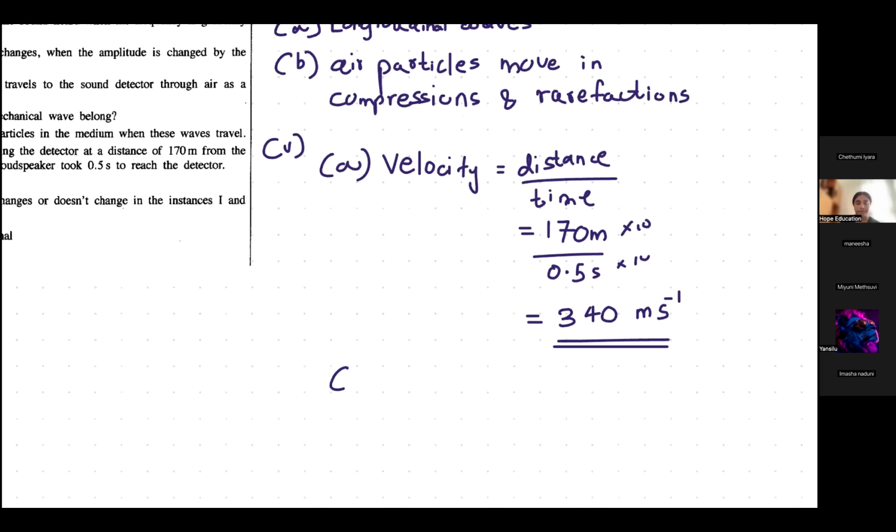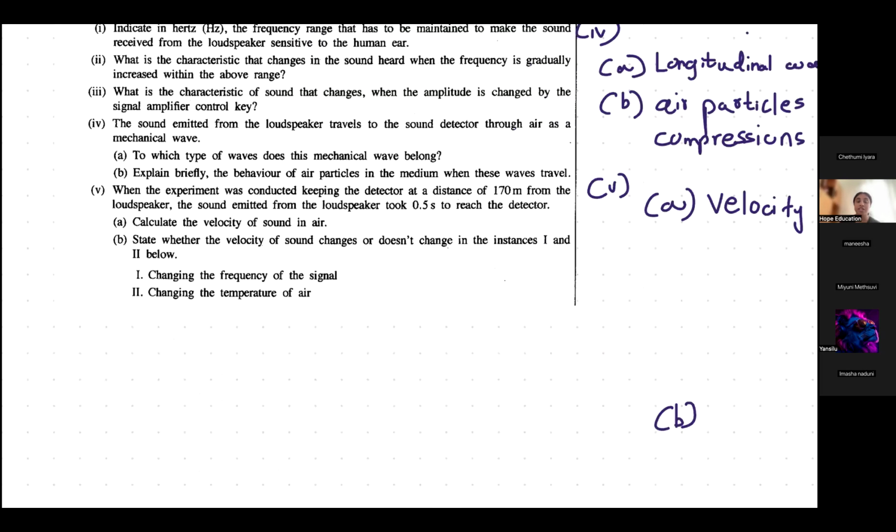Then B. State whether the velocity of sound changes or doesn't change in the instances 1 and 2 below. Does the sound velocity change when the frequency changes?